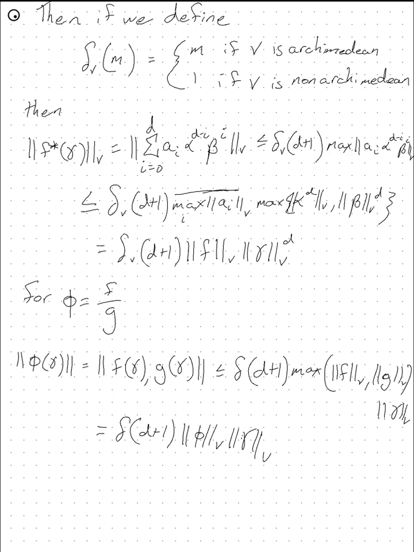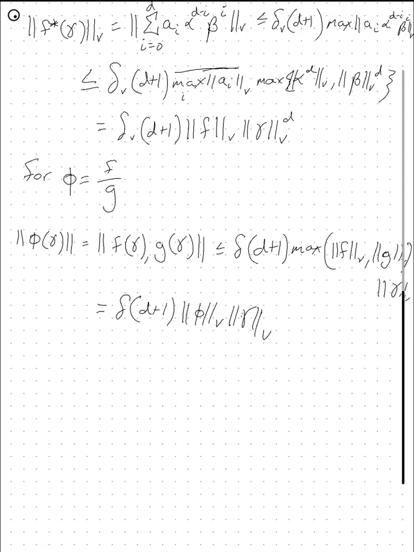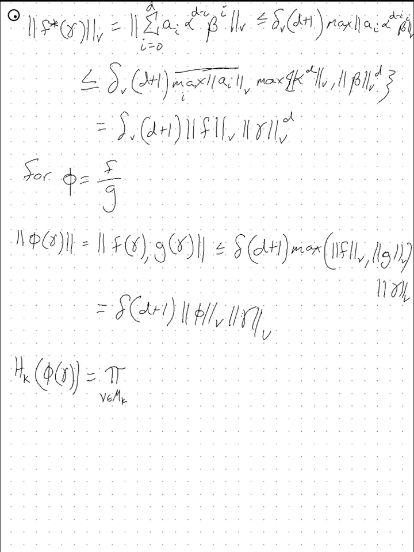So from here, we can talk about the heights. And there's just a couple of things here that I'm not certain about. Okay, so we have our height of phi of gamma, which we can write, by definition, as the product over all places of our field of the max of 1 and the magnitude of phi of gamma at our place.